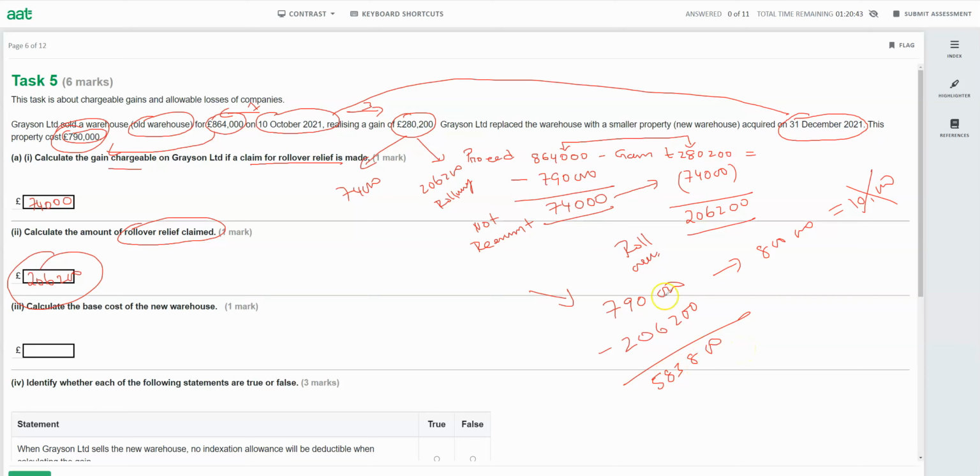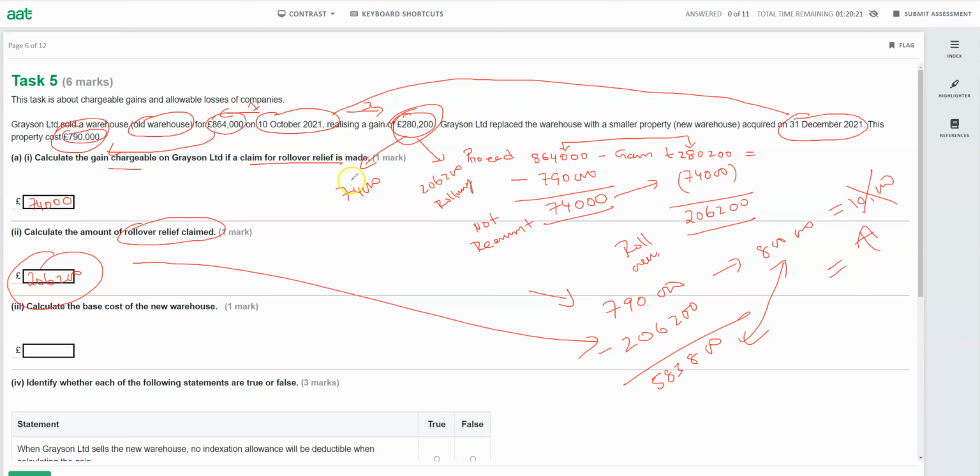So you can see here now, if you find the difference between these two, the gain will be a lot higher than 10,000. And that's why HMRC want to reduce our base cost by the amount we claim the rollover relief. So very simple, we make a gain of 280,200 by selling the old warehouse.